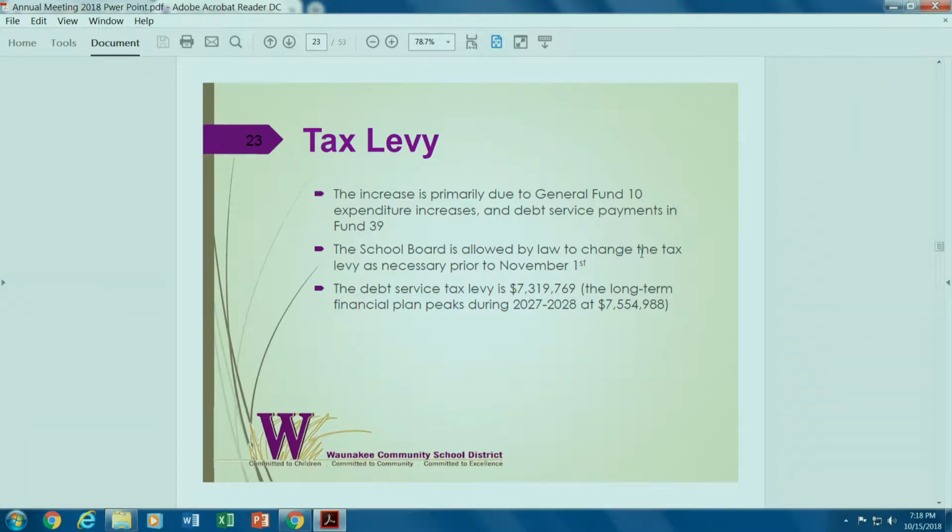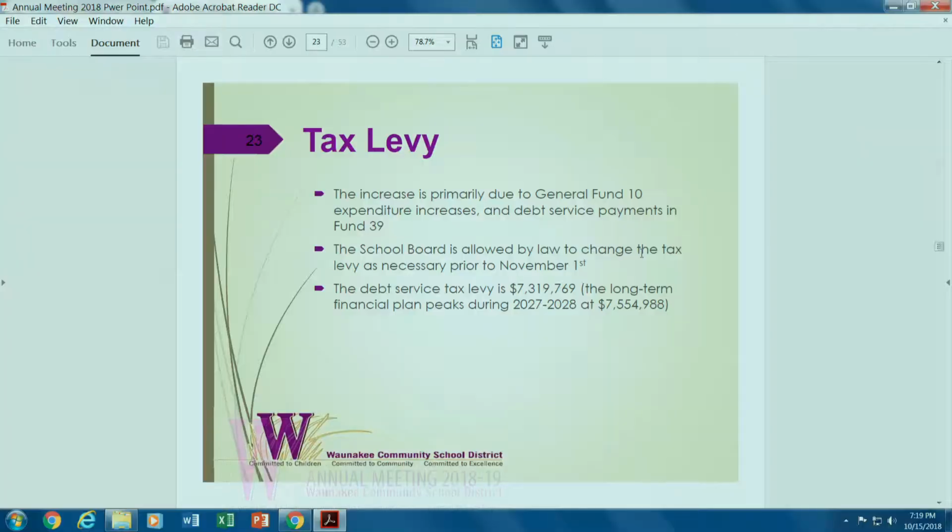Couple notes on the levy. The increase that you see in the levy is primarily due to general Fund 10 expenditure increases and debt service payments in Fund 39. That's the referendum debt. The school board is allowed by law to change the tax levy as necessary prior to November 1st. That will be our meeting that we will be holding here on the 29th of October, where we will set the final budget and set the levy.